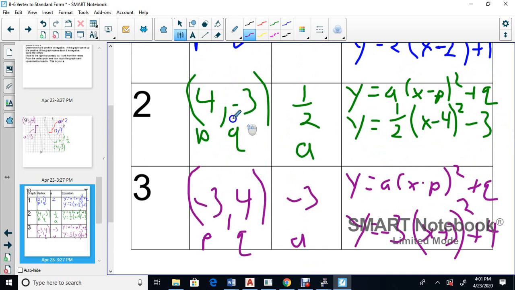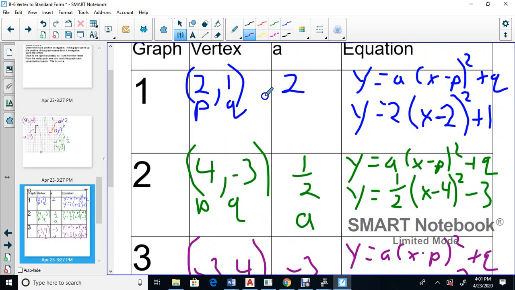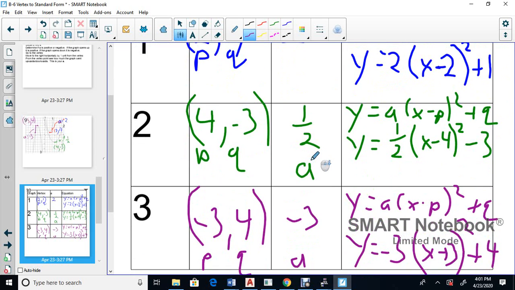So look at all these. 4 switches sign in the bracket. 3, negative 3, same sign on the outside. Look at this one. 2 switches sign in the bracket, 1 same sign on the outside.